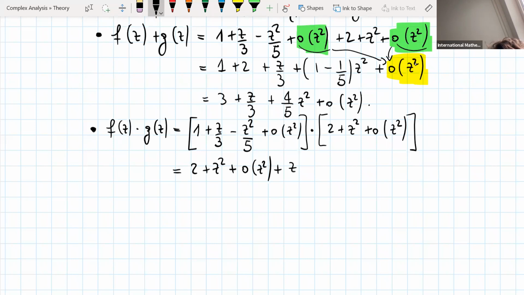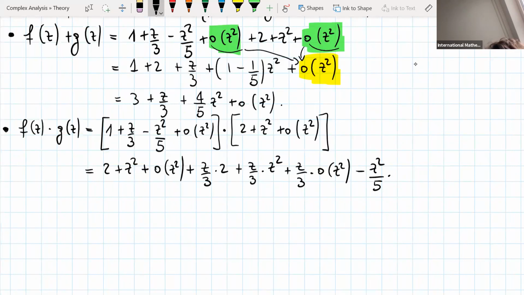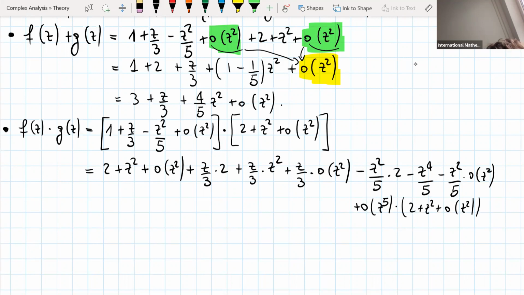And then we have z over 3 times 2 plus z over 3 times z squared plus z over 3 times O of z squared. Then what's left is minus z squared over 5 times 2 minus z squared over 5 times z squared, minus z squared over 5 times O of z squared. And then there are also some other terms, which are O of z squared times 2 plus z squared plus O of z squared.